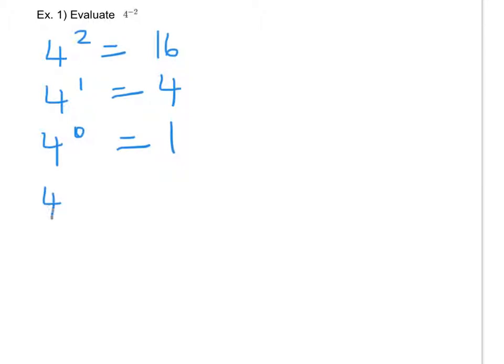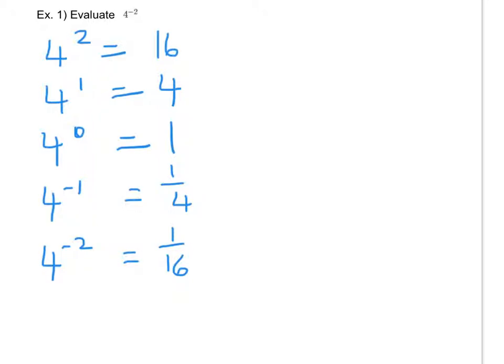So, if we think of our pattern, because we're dealing in 4s, okay, so we could say 4 squared equals 16, 4 to the 1 is 4, 4 to the 0 is 1, 4 to the minus 1 is 1/4. 4 to the minus 2 is 1/16.